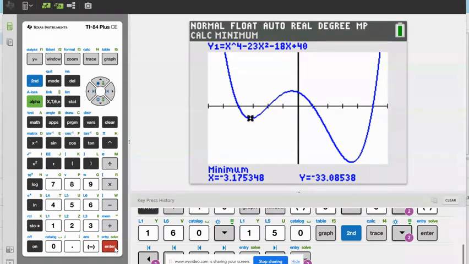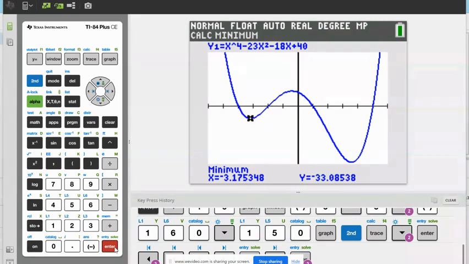What do you mean it's different numbers? Your y isn't 33 point. It should be the same. It's 33.08538. It's the same. It's exactly the same. Oh, it doesn't matter, the decimal all the way to the end.